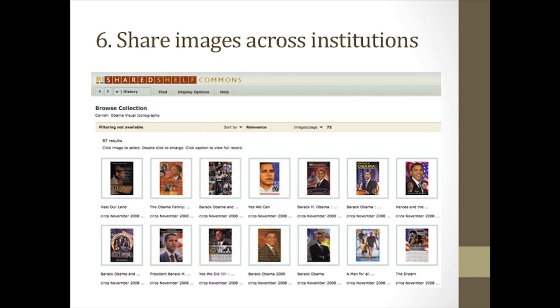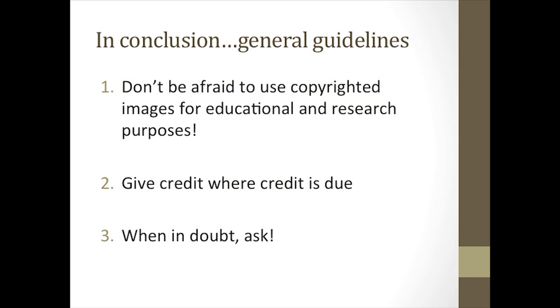And we can share images across institutions. This is from ArtStore Shared Shelf, which is one of the many repositories of digital images out there. This is a collection of images that Cornell has put together on the visual iconography of Obama. And so you see a lot of different ads that people have put together, campaign posters, and they're able to do that because they're not trying to profit from these images. They're making them available for study and research to individuals, both externally as well as in various educational institutions.